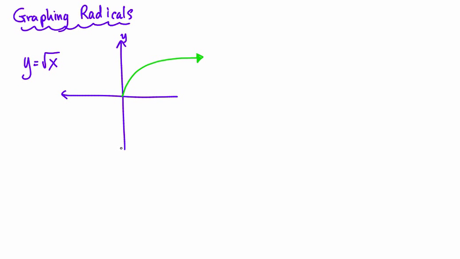So we've got our y and our x, and this function has a domain of x has to be greater than or equal to 0, and then it can be anything, and the range is the same. Y's have to be greater than or equal to 0. And that's because it's a square root graph that I'm doing.